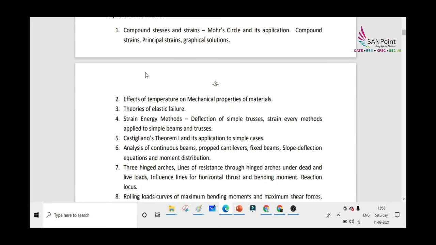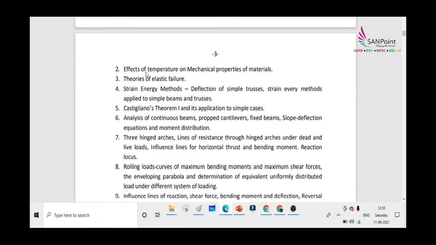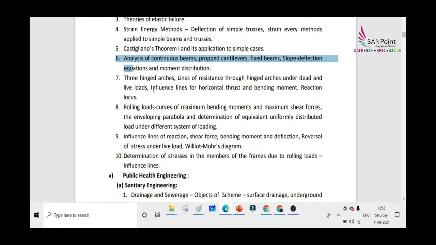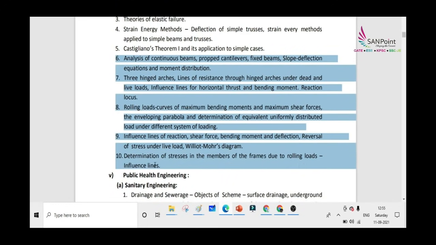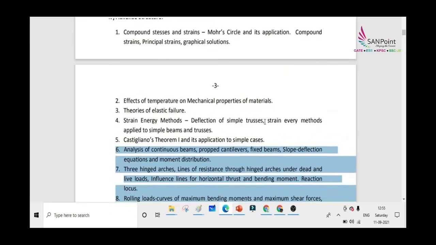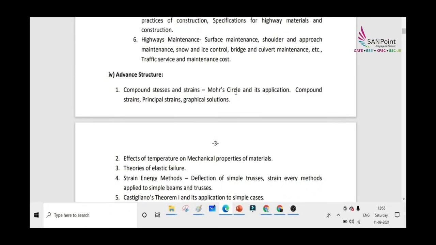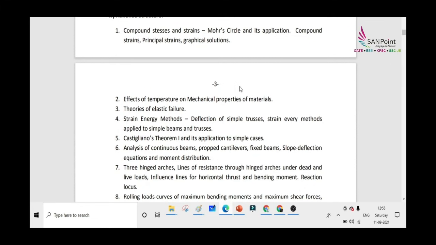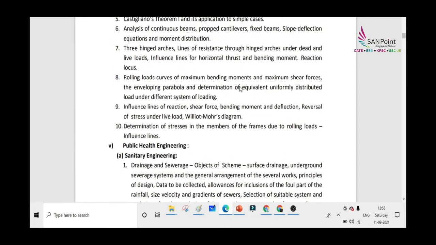If you analyze the syllabus very clearly, you can find here strength of materials as well as structural analysis. So two subjects are combined in this. So students call me and ask, ma'am, I want only one subject for the class, like I want only advanced structure. So first you have to understand advanced structure includes strength of materials as well as structural analysis.